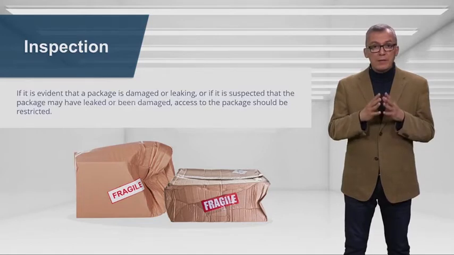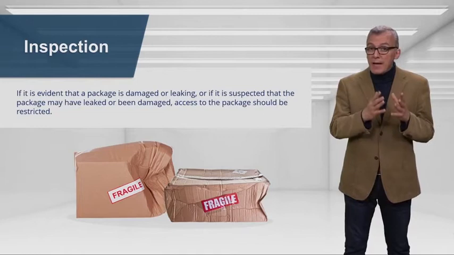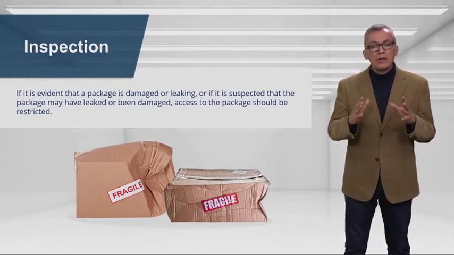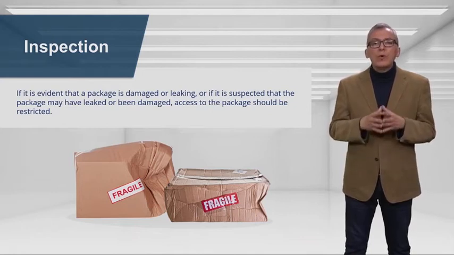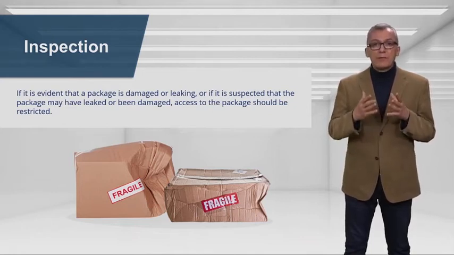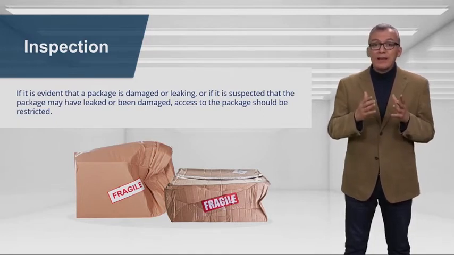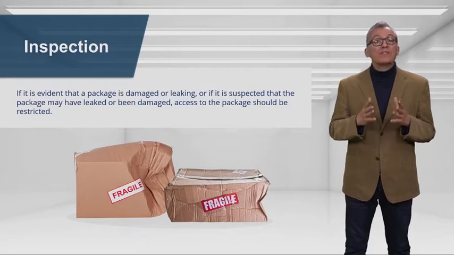If it is evident that a package is damaged or leaking, or if it is suspected that the package may have leaked or been damaged, access to the package should be restricted. Local safety and emergency procedures should then be followed. When necessary, additional steps for the protection of persons, property, and the environment should be taken in accordance with the competent authority to overcome and minimize the consequences of such leakage or damage.